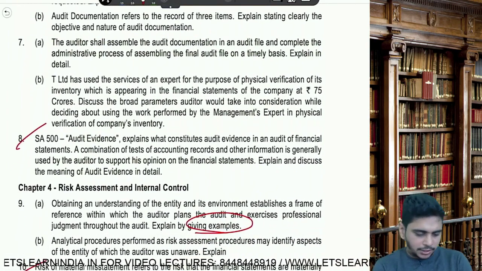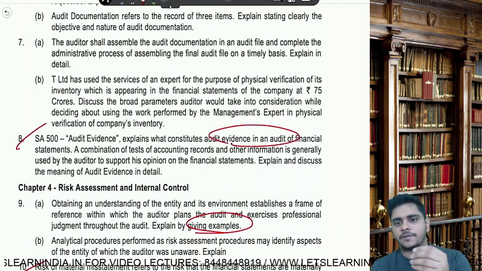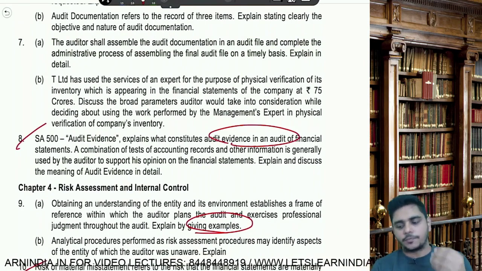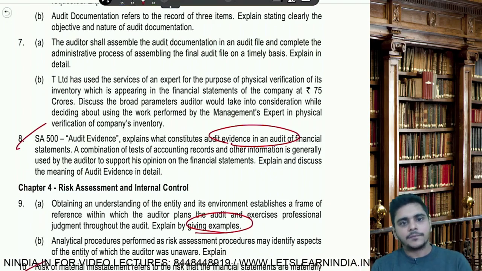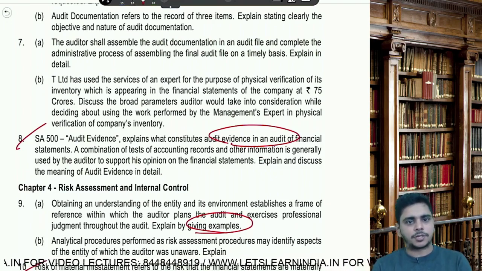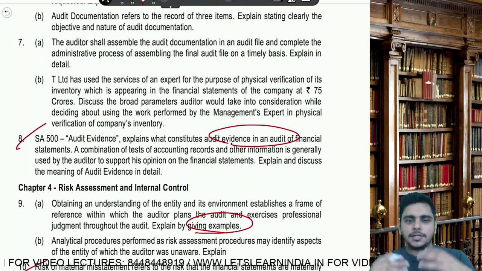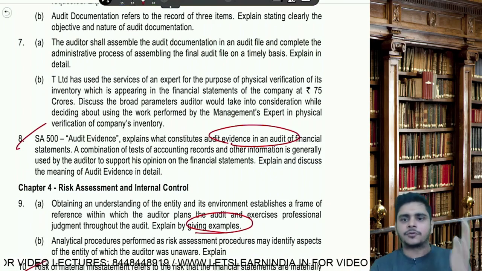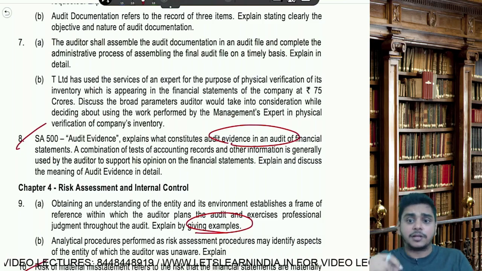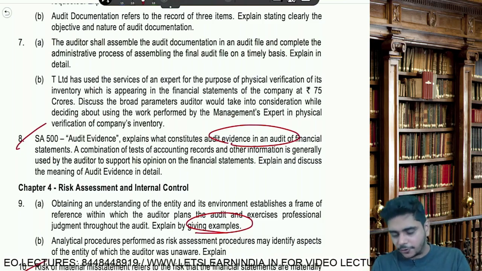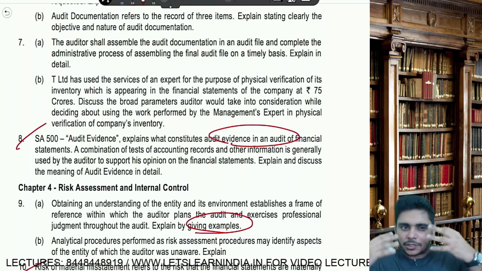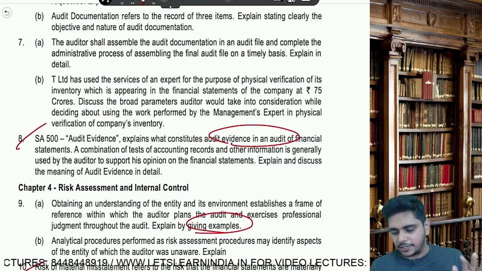Explain what constitutes audit evidence in an audit of FS. Definition of audit evidence: any information obtained by the auditor while conducting the audit. A combination of tests of accounting records and other information is generally used by the auditor to support his opinion on the FS. Explain and discuss the meaning of audit evidence in detail. So you have to write an essay containing the meaning of audit evidence, procedures for audit evidence, techniques of audit evidence, whatever you know about audit evidence, write everything here.